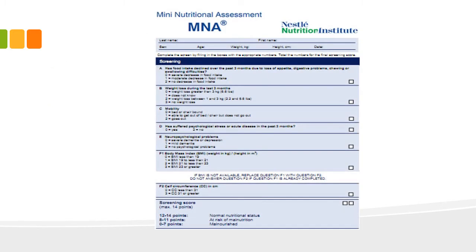The Mini Nutritional Assessment, or MNA, was developed by Nestle Nutritional Institute, and it is a quick way to gather data on your patient and evaluate how nutritionally healthy or unhealthy they may be.